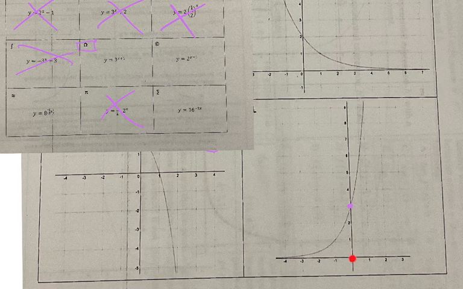If I plug in 0, what should I get out? 3. So if you plug in 0 here, what is 0 plus 1? 1. What is 3 to the first? 3. So that worked with 0. Now let's try to plug in 1. If you plug in 1, you should get 9. 1 plus 1 is 2. 3 to the second is 9. So that's looking good. And plug in -1. We should get 1.